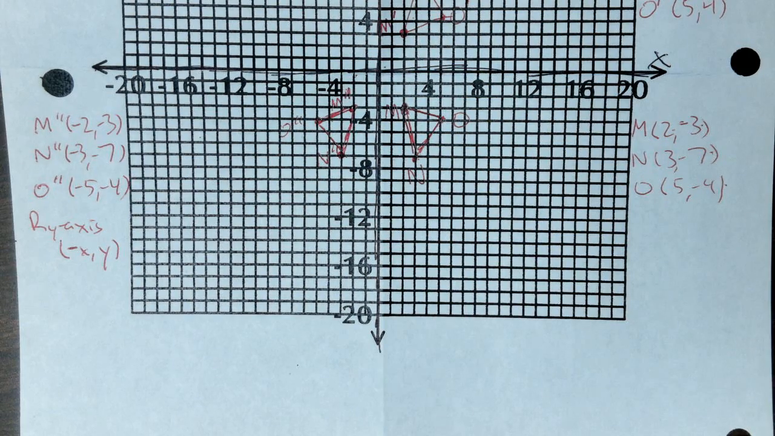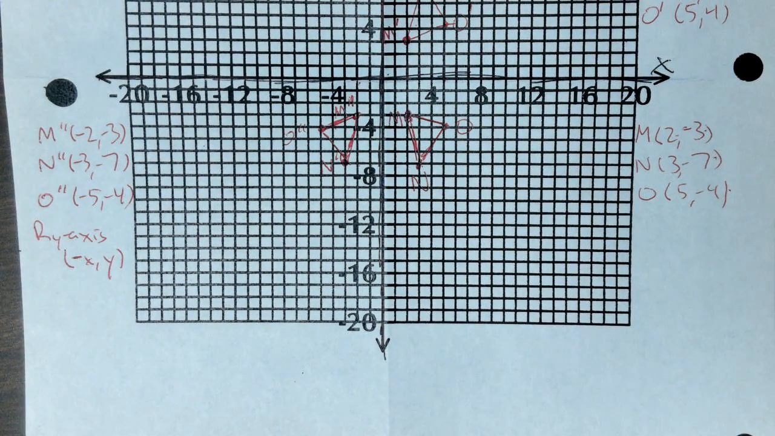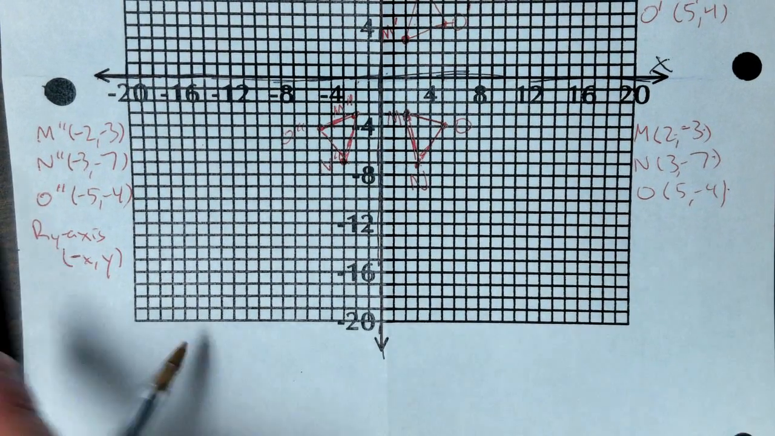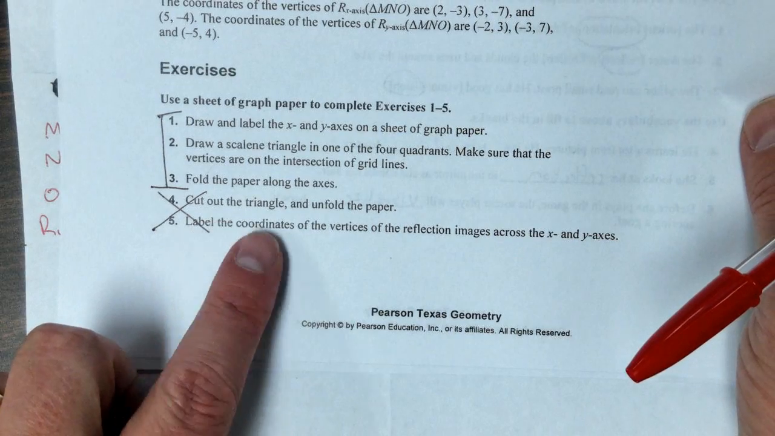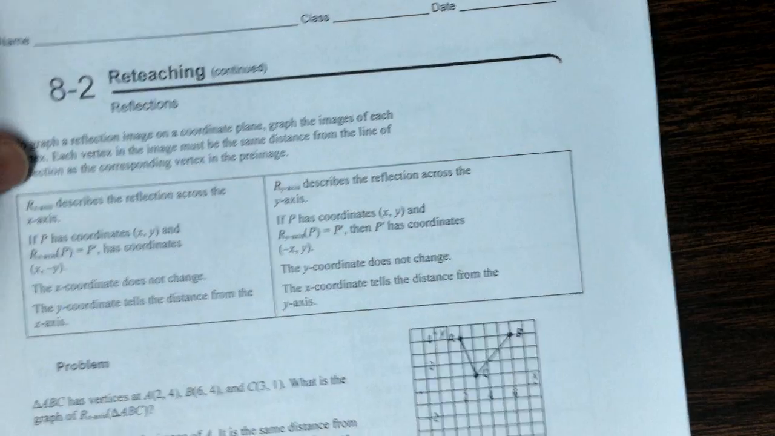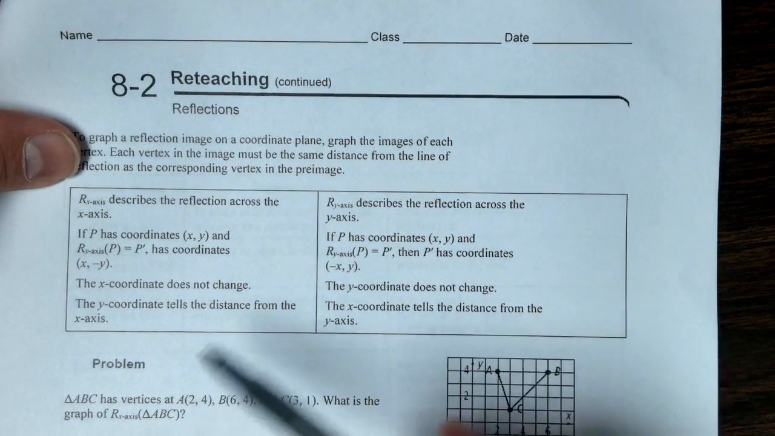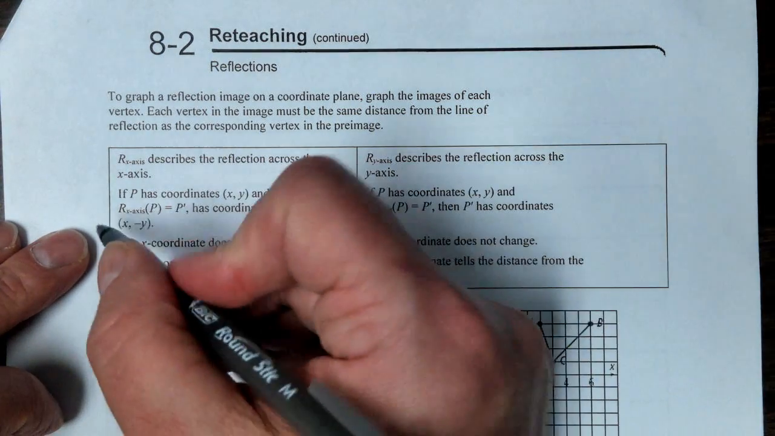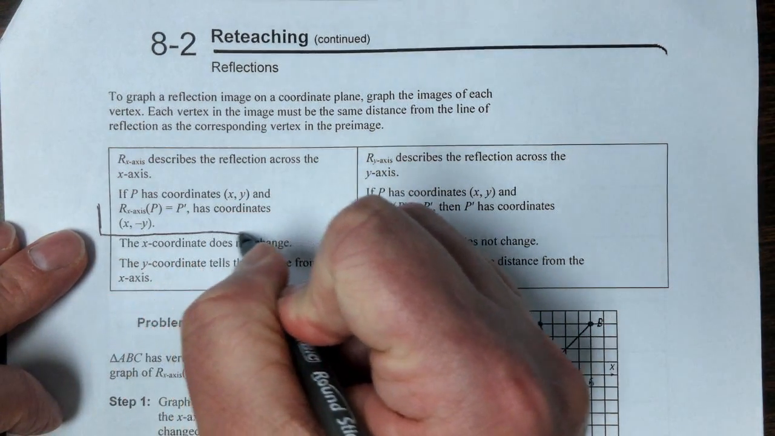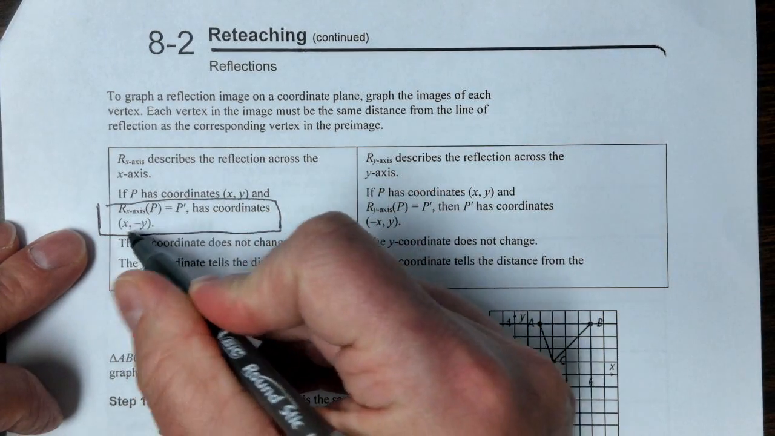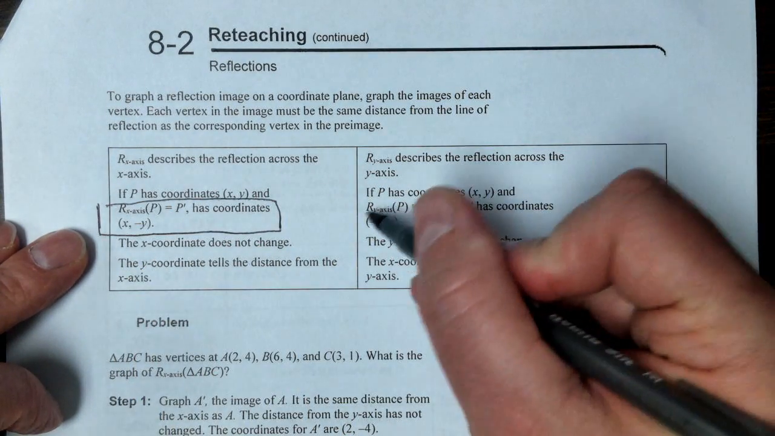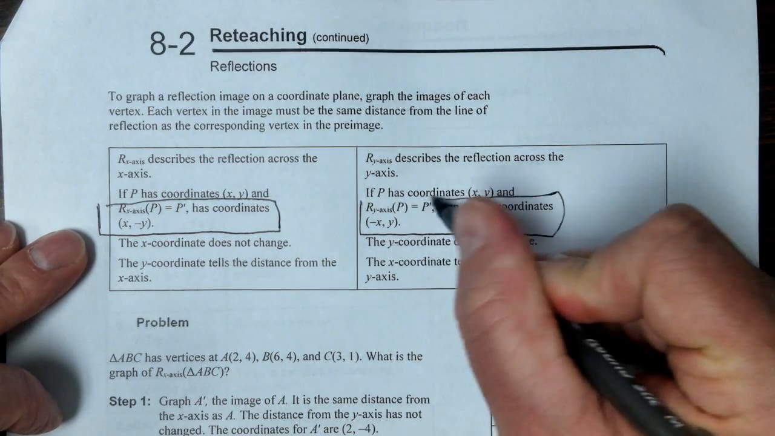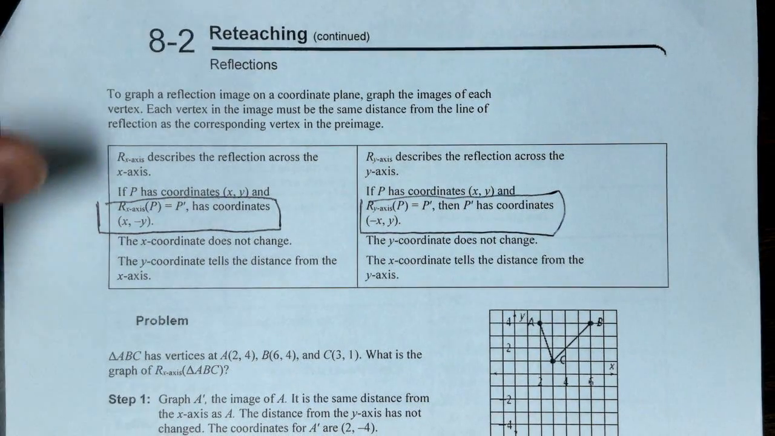Okay, when we're done with this, you're going to want to staple that to the back of your reteaching page. We're not going to use the scissors or any other parts, so let's go on to this part. This basically has the rules we were just talking about a moment ago. Reflect the x-axis is x, negative y, and reflect the y-axis is negative x comma y.